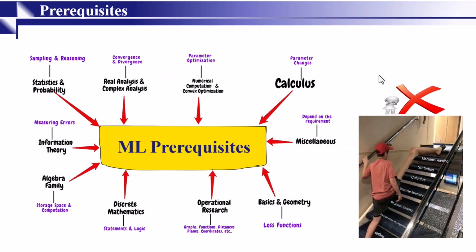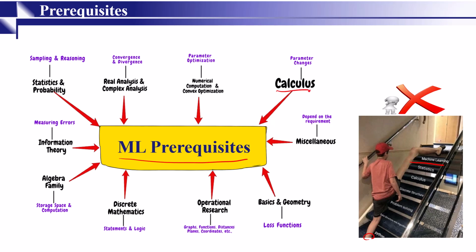Some people think that machine learning is so easy that by watching video lectures or short courses, they can become an expert in machine learning. However, machine learning has some prerequisites. So these are the core areas of mathematics that form the backbone of machine learning.